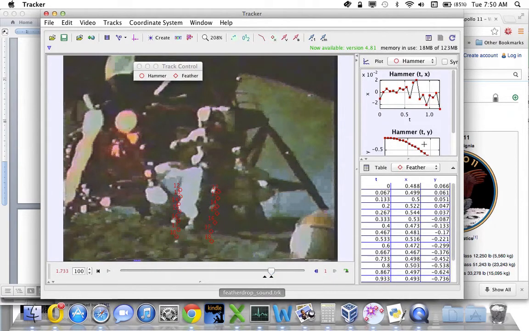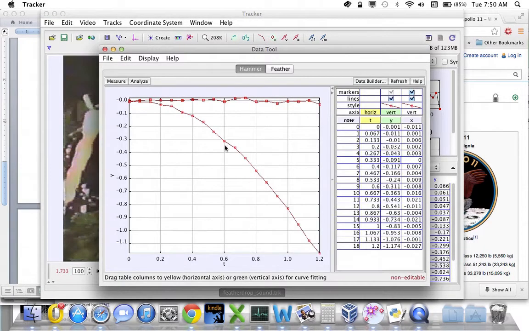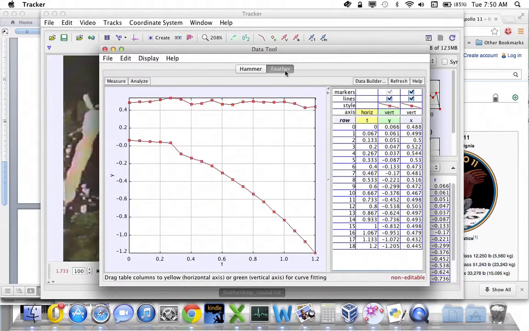Now I'm going to show you the graph for the hammer. It's pretty straight, and the x-axis doesn't have many interferences. And now the graph for the feather. The x-axis is still pretty straight, and the y-axis has a little jump. That is mostly because the video is blurred, so we couldn't see it very clearly.